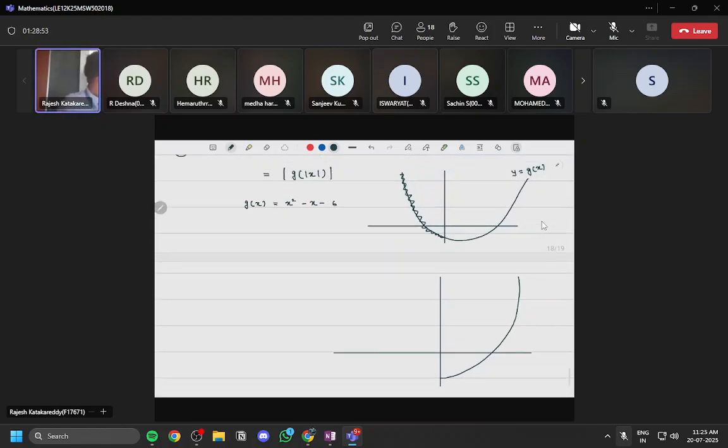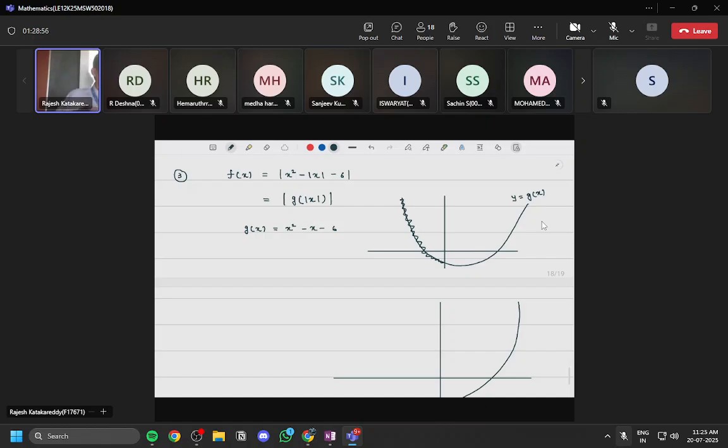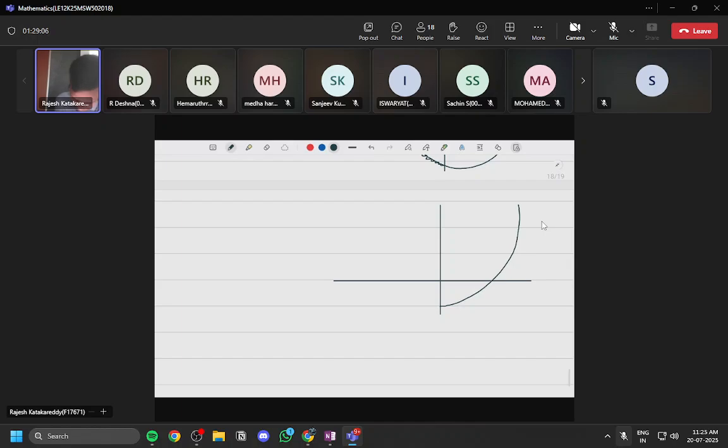Here, this is g of x. Now we are drawing g of modulus of x. That will be g of x when x is greater than 0, and g of minus x when x is less than 0. Something like this we'll be having. This point is 0 comma minus 6, and this is 3 comma 0, and you have minus 3 comma 0 as the other root. Mirror images, symmetric about the line x equals 0.